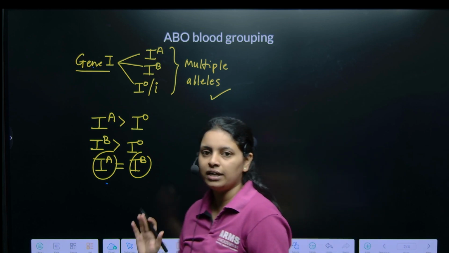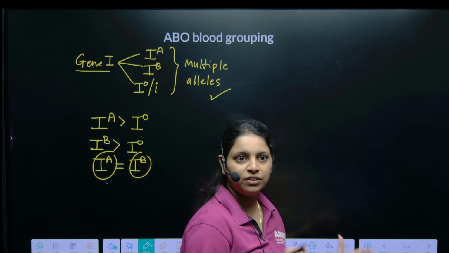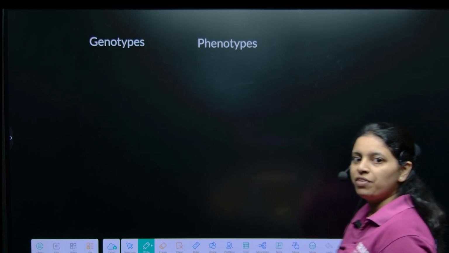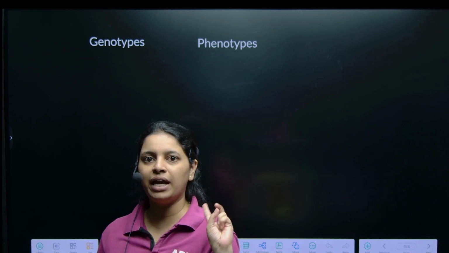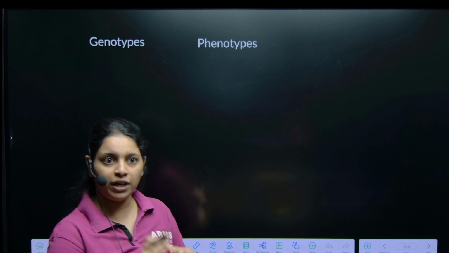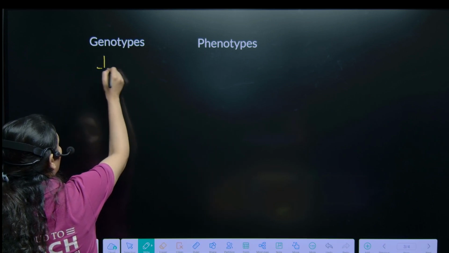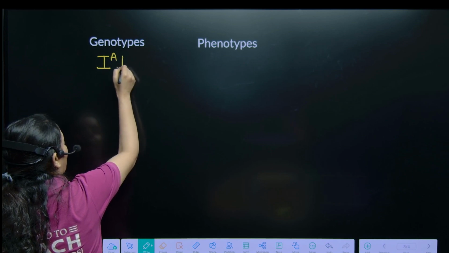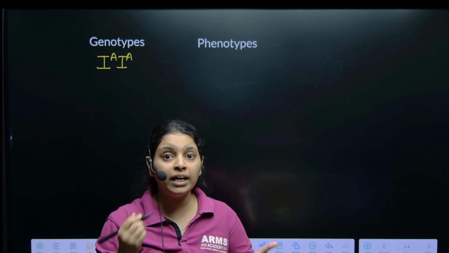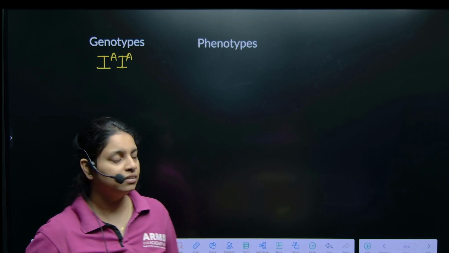Now, let's study what are the possible genotypes and phenotypes with respect to the ABO blood grouping system. So we have three allelic forms, IA, IB and IO. Let's consider all the possible combinations of alleles to write the different genotypes. So first let's start with the homozygous form IAIA, right? We can have an individual wherein both the allelic forms are the same. So identical copies of IA are present. This is very easy.